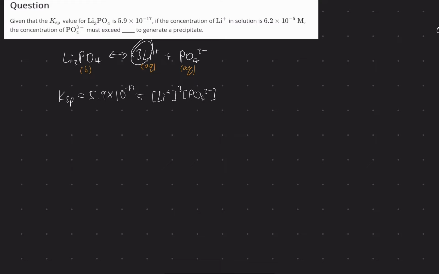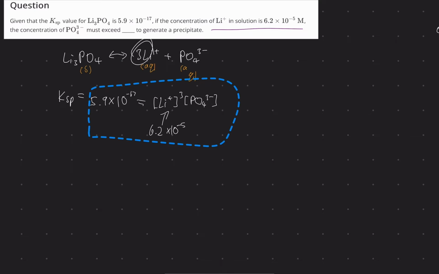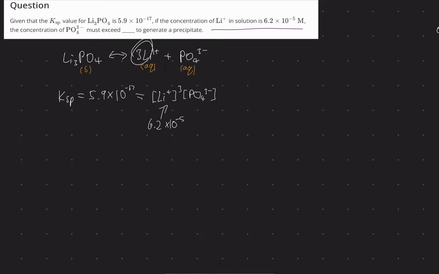And what's given to you is the concentration of Li plus. So I'll just plug that in. And now the only thing you don't know in this equation right here is the phosphate concentration. And if you solve for the phosphate concentration, you would get 2.5 times 10 to the negative 4.